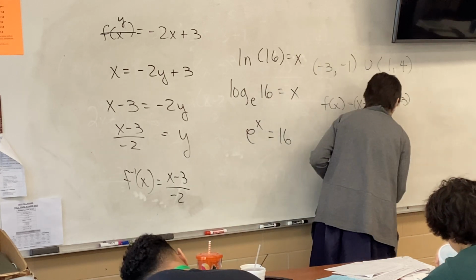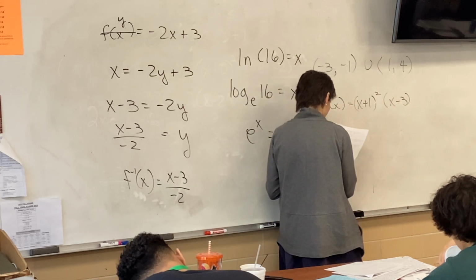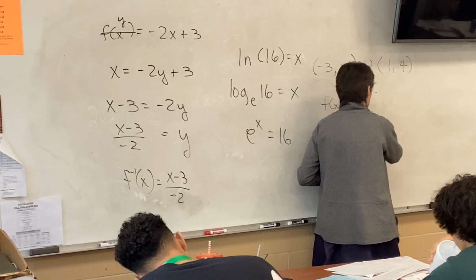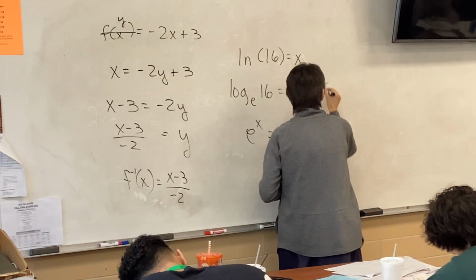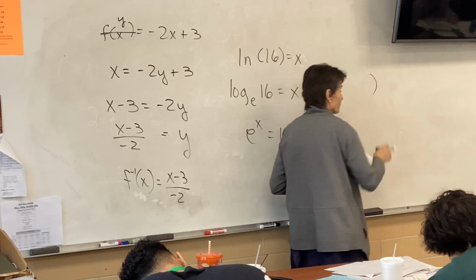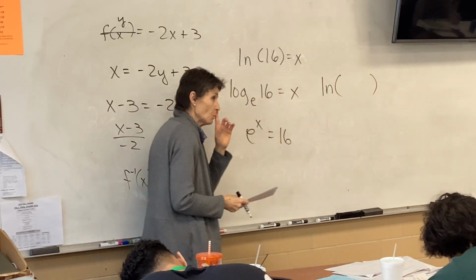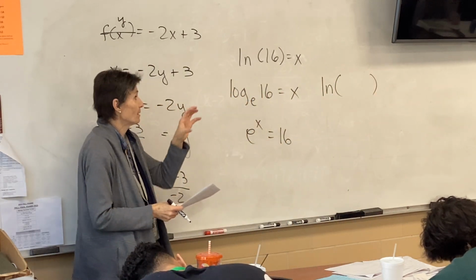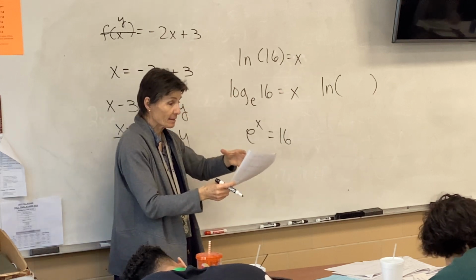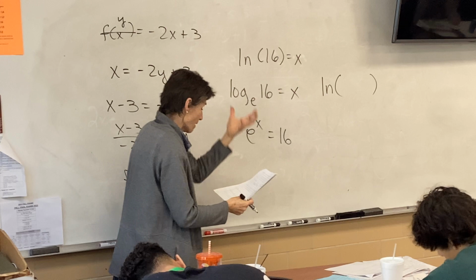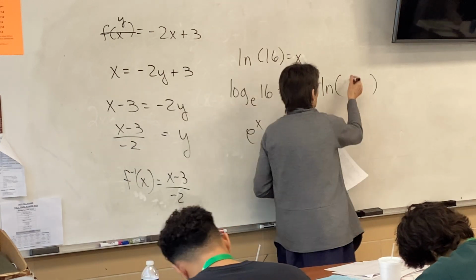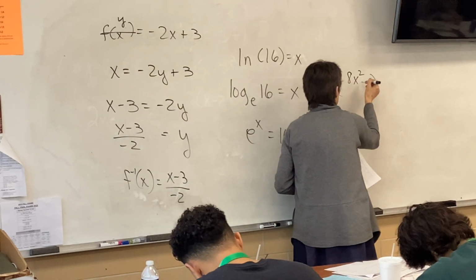17 we did yesterday. In fact, it's very similar to the one we did yesterday. We are going to write this as one logarithm. Make sure you're setting yourself up correctly. It's going to be ln something. So what's the something going to be? 8x squared divided by y.